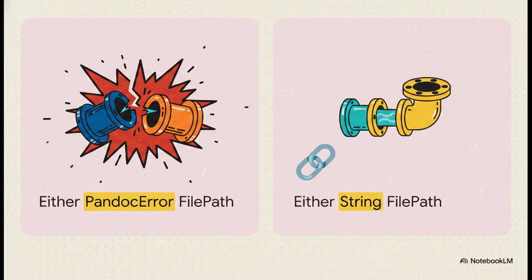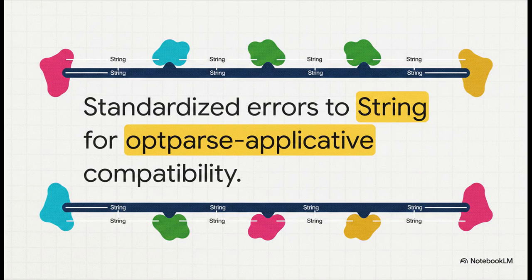So Eng unified the type signatures. Functions like openEbook and convertToEbook were rewritten so their error types uniformly return an Either String FilePath. You might be wondering, why specifically a string?